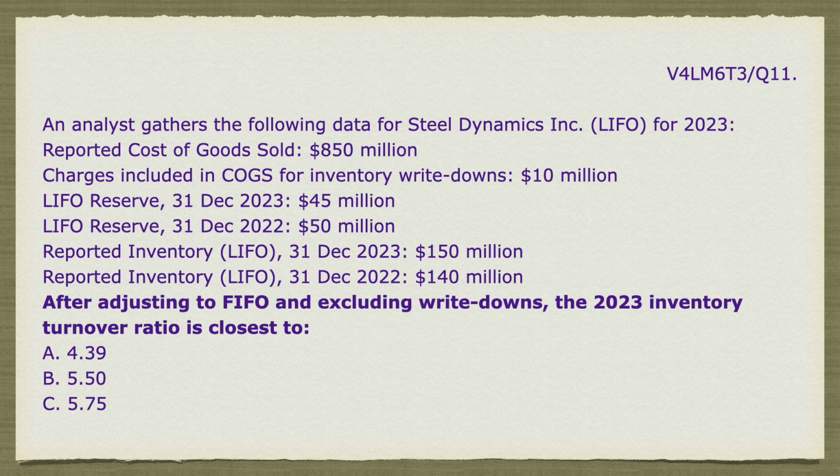Reported inventory, LIFO, December 31st, 2023, $150 million. Reported inventory, LIFO, December 31st, 2022, $140 million. After adjusting to FIFO and excluding write-downs, the 2023 inventory turnover ratio is closest to A. 4.39, B. 5.50, C. 5.75.